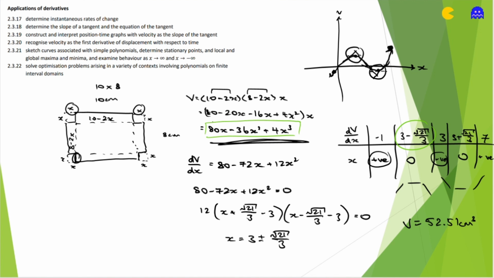All right, sketching curves associated with simple polynomials, we're able to do that. There will also be some questions where maybe you're given some information regarding derivatives, or you're given some information regarding specific points that the curve passes through, and you'll need to be able to sketch that curve. And there are plenty of questions in Sadler and Nelson that will allow you to practice that.